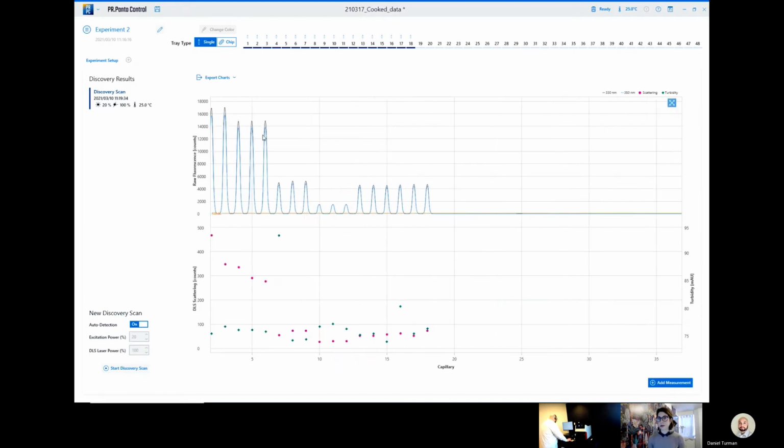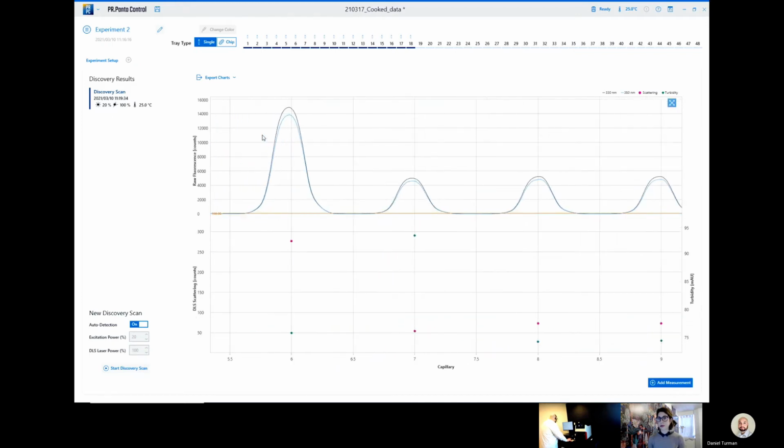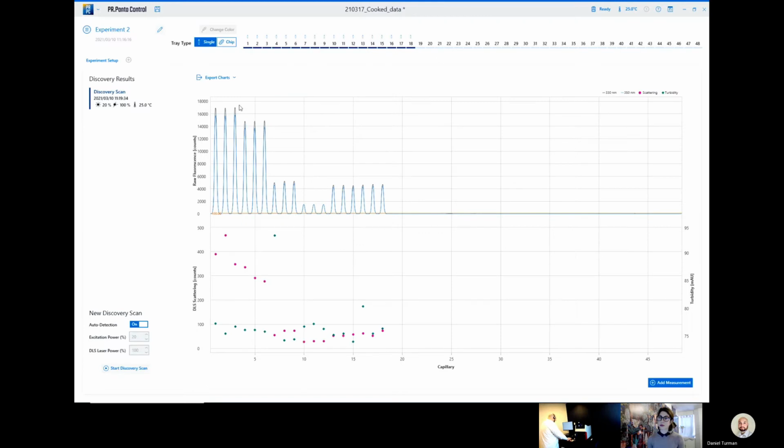Let me just zoom in really quickly. In black, we have 330, and then in blue, we have 350. I just want to show you that quickly. In the software, in the bottom plot here, we have the scattering in magenta, and that's from the DLS. Those are raw counts, and then in green, the turbidity of the measurement, and those are raw counts as well. You can select to see single capillaries or all of your capillaries. On top, toggle between chip or single capillaries.